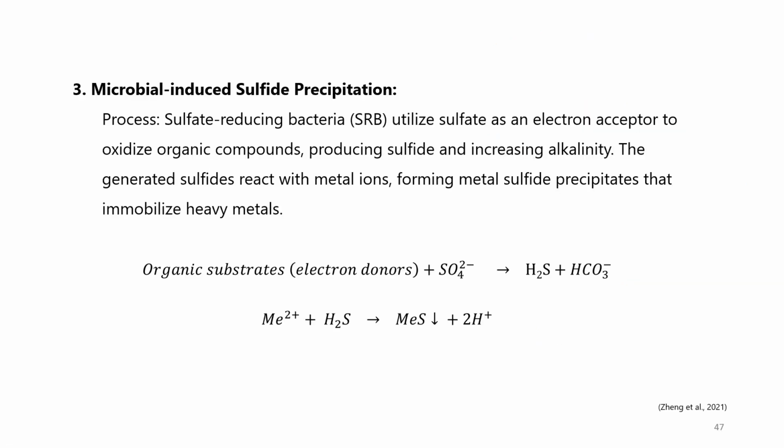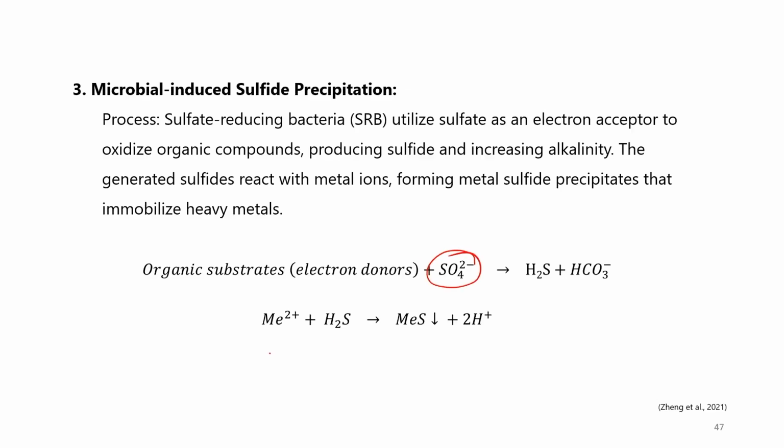In microbial induced sulfide precipitation, sulfate reducing bacteria utilize sulfate as an electron acceptor. So, this is an electron acceptor, and the organic substrates are the electron donors to oxidize the organic compounds, producing sulfide, and it increases the alkalinity.